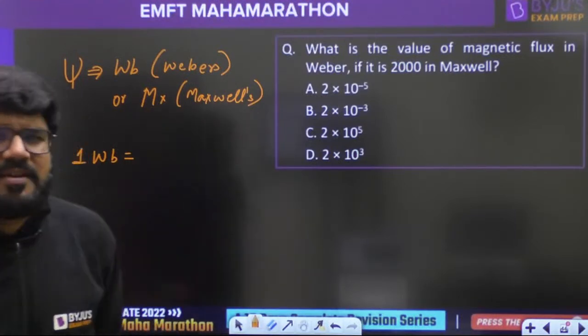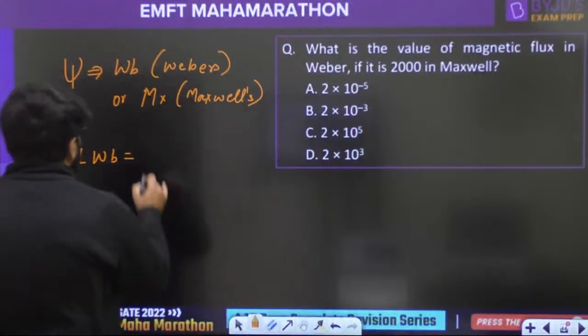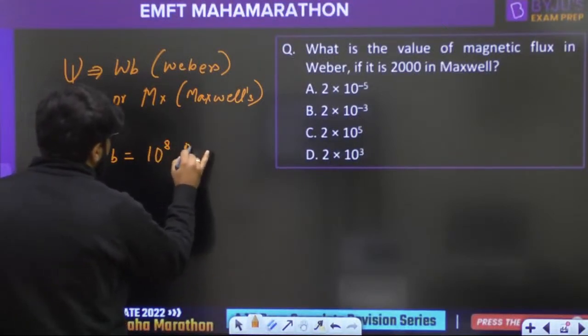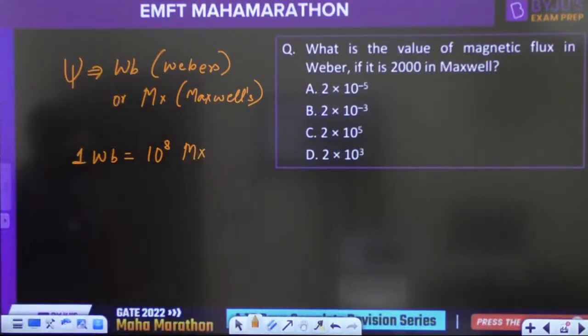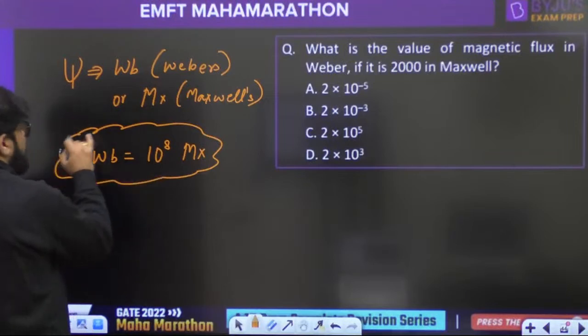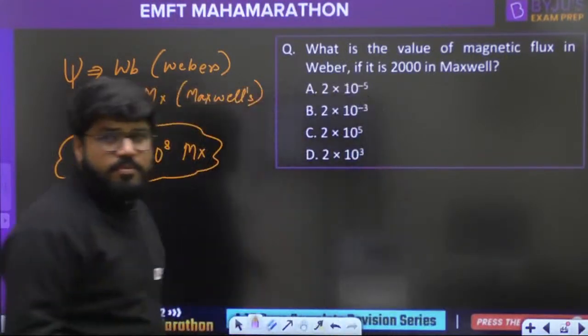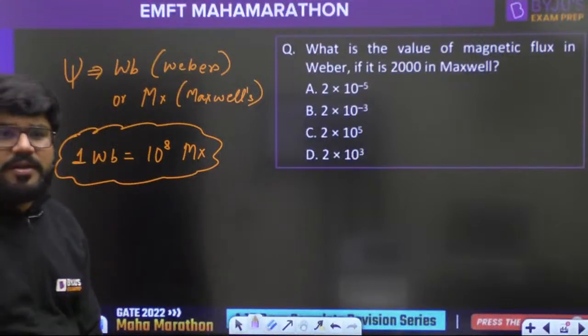Sometimes it happens, Gajendra, sometimes an out of the box 1 mark comes. Okay, it is given by the unit 10 raised to the power 8 mx. Weber is a large unit compared to the Maxwell, 10 power 8 mx, right? So we just have to remember this point. Sometimes an even simpler unit question is asked in GATE, directly the unit, not even the unit conversion.